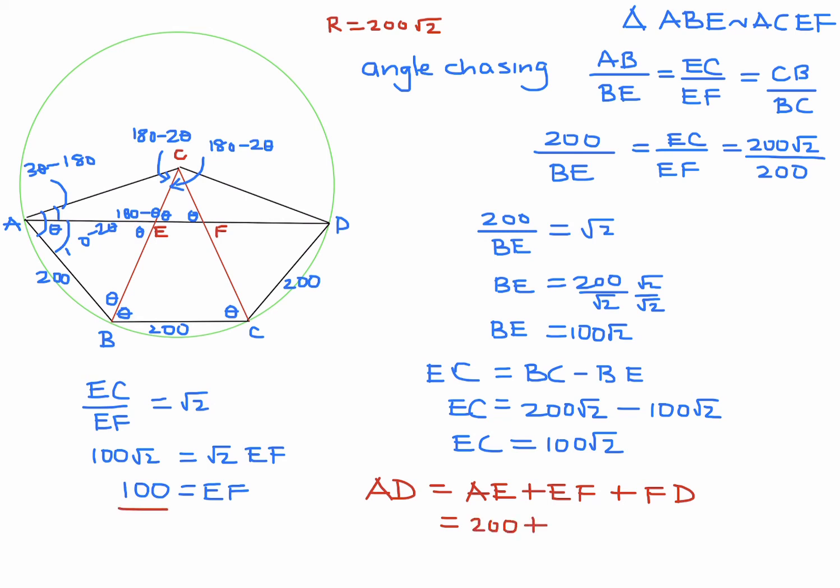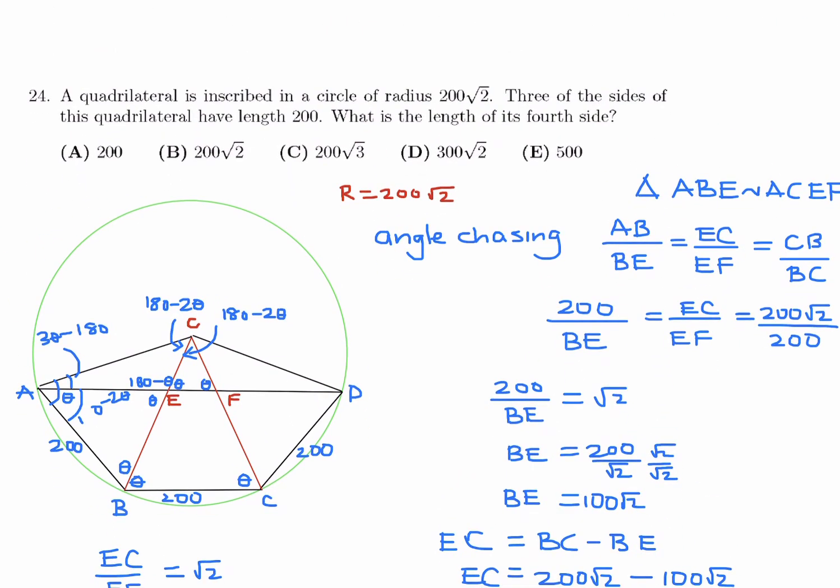EF we actually got right there, so that's 100. And then FD, because of the symmetry of this diagram, you'll be able to show that FD is the same as DC. So that's 200. And therefore, adding it all up, we get AD is equal to 500. And 500 for number 24 is choice E.